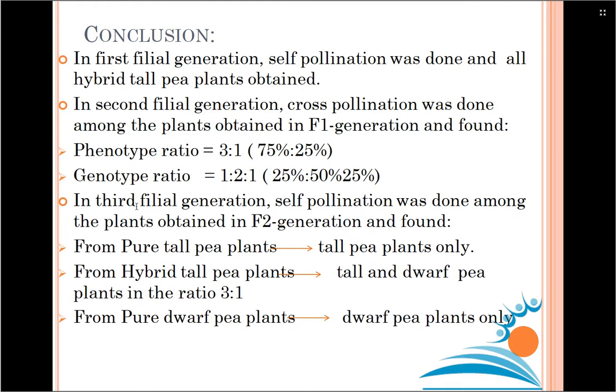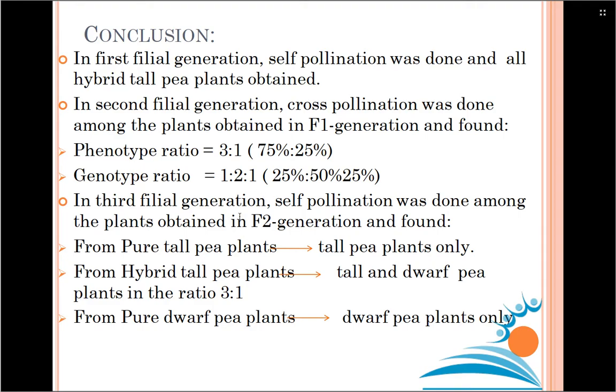And even the third generation we can obtain. And how do we get the third generation? By self pollination. So let me tell you once again. The first generation we obtain by cross pollination, the second generation we obtain by self pollination, and the third generation also we can obtain by self pollination.